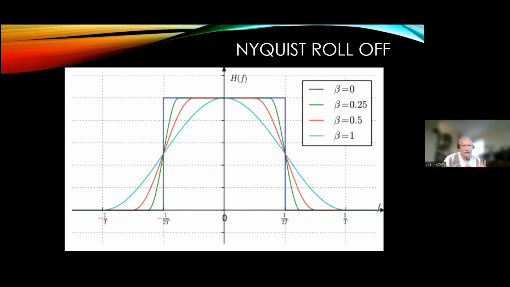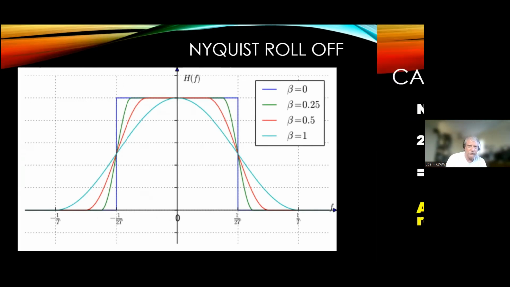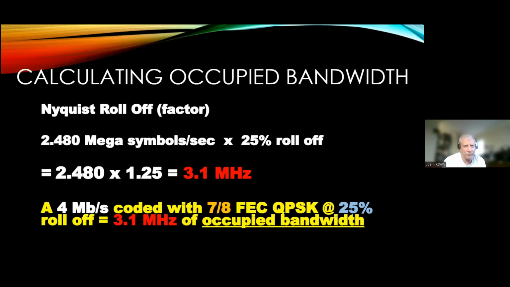Anyway, what we had to do though is factor in that roll-off to the symbol rate. And to do that, it's a simple math problem. If I have a 25% roll-off, I take the megasymbols, multiply it times 1.25, and there you go. I will have a 3.1 megahertz wide carrier, 3 dB down from the top of the crest. It'll be 3.1 megahertz wide to carry a 4 megabit signal at 7/8 FEC.